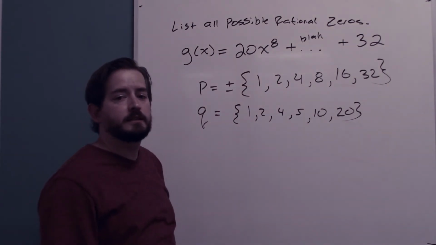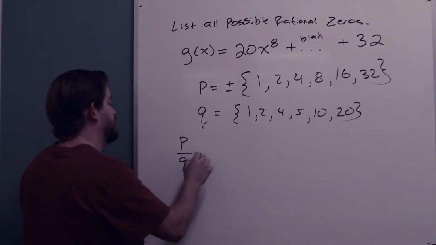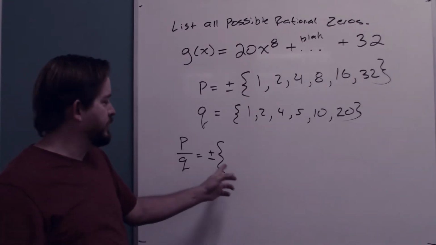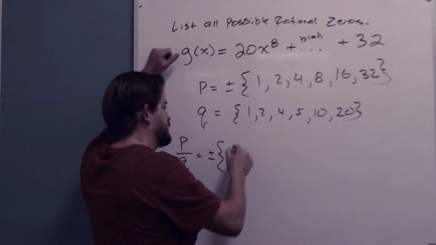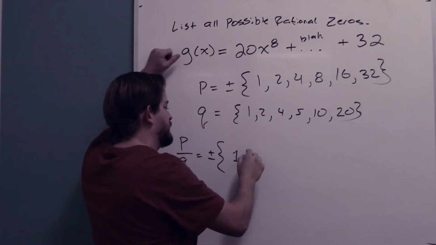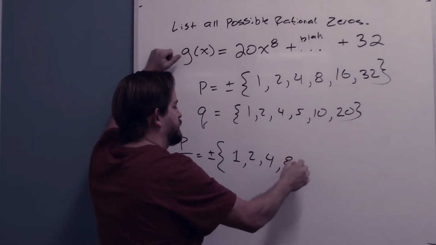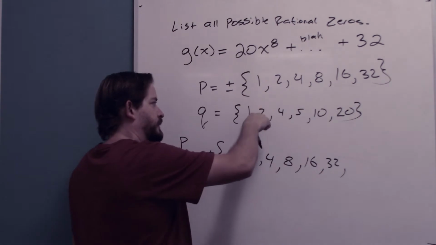So it's a big list, right? If I write this P over Q as positive or negative, you can eliminate writing half of them by just throwing in the plus or minus. And then it's all of these. 1 over 1 is 1, 2 over 1 is 2, 4 over 1 is 4, 8 over 1 is 8, 16 over 1, 32 over 1. Then all of these things over a 2.